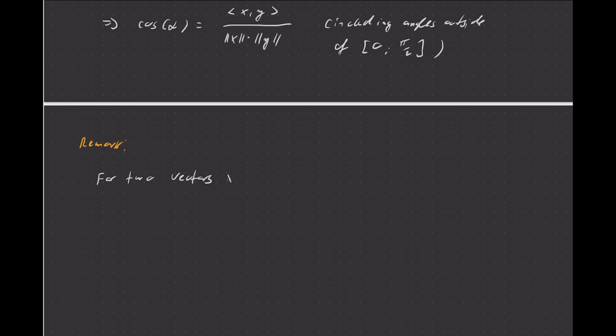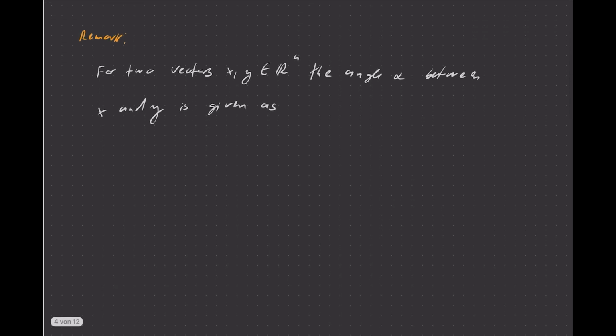So for two vectors x, y in R to the n, the angle, let's call it angle alpha, between x and y is given as: cosine of alpha is equal to the scalar product of x and y divided by the norms of those two.